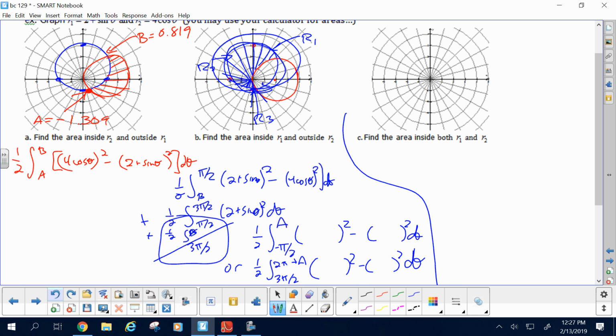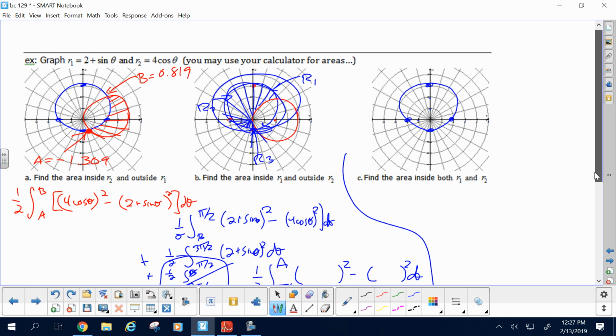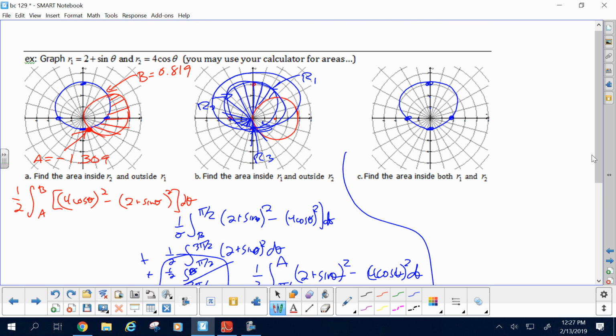Let's move along. Area inside R1 and R2. What's the outer here? R2 or R1? It's the limaçon. And then the circles in here. Okay. Last but not least, inside both. Draw spokes. Inside both. How many regions?